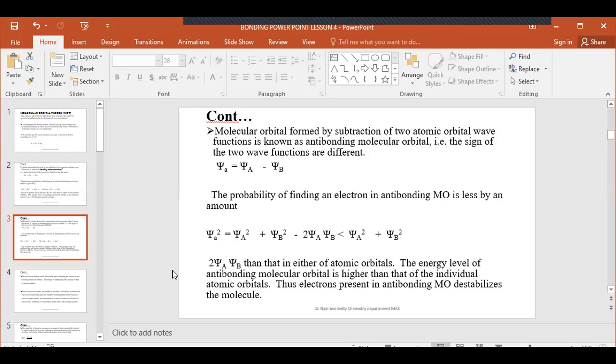Remember, we said a system with higher energy is unstable. The one with lower energy is stable. That's why electrons in the antibonding molecular orbital destabilize the molecule because they are at a higher energy level, while those in the bonding molecular orbital stabilize the molecule because they are at a lower energy.